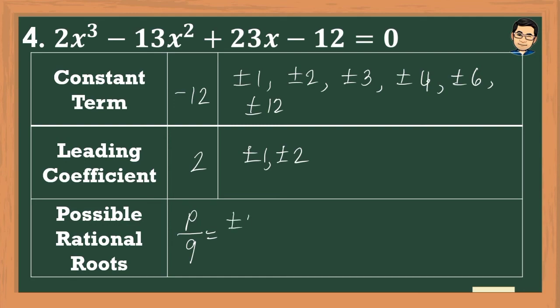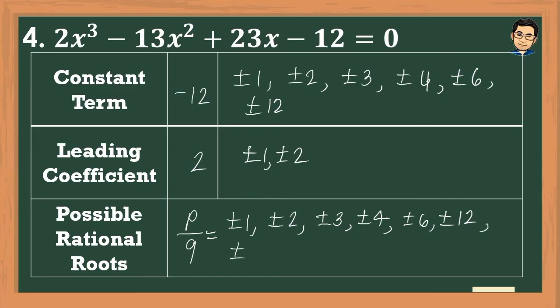Positive negative 1, positive negative 2, positive negative 3, positive negative 4, positive negative 6, positive negative 12. So, yan po yung mga nakuhang factors kapag i-divide sa positive negative 1. Pero kapag dinivide po yung mga factors ng constant terms sa positive negative 2, ito naman po ang lilitaw.